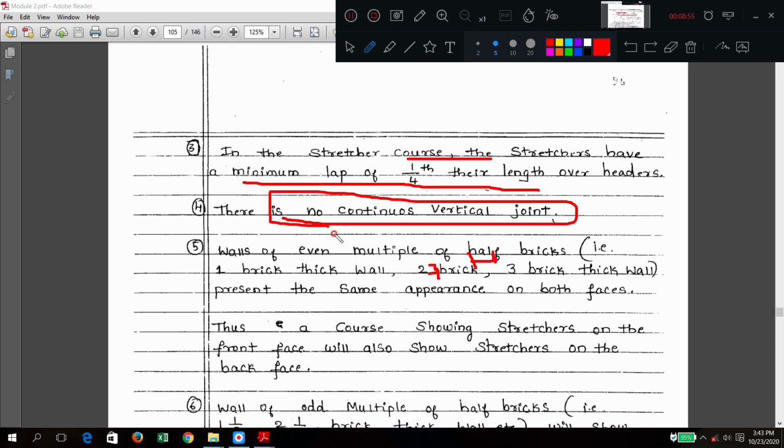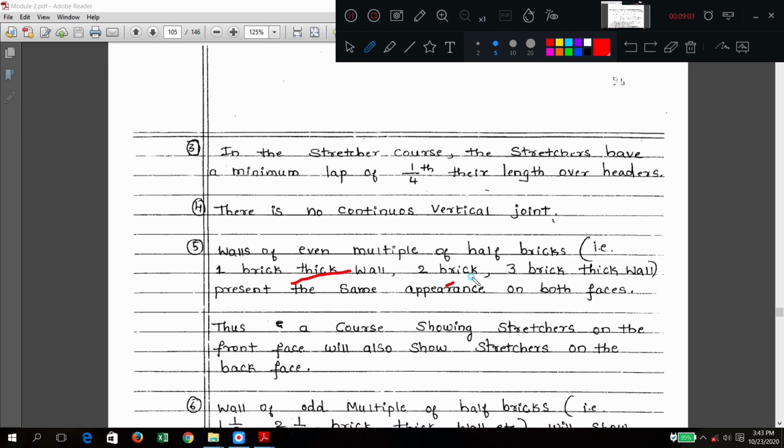Yes, we have seen the vertical joints are replaced by the first queen closer. Okay. So it can be for how much thickness? One brick, two brick, three brick, like this. You can increase the thickness of the wall. So it will be in multiples of half bricks, even multiples of half brick means what? 1, 2, 3. There will be no 2.5, 3.5. Sorry, it will be there. Okay. So you understand that you can construct a wall of any thickness like this. Okay.